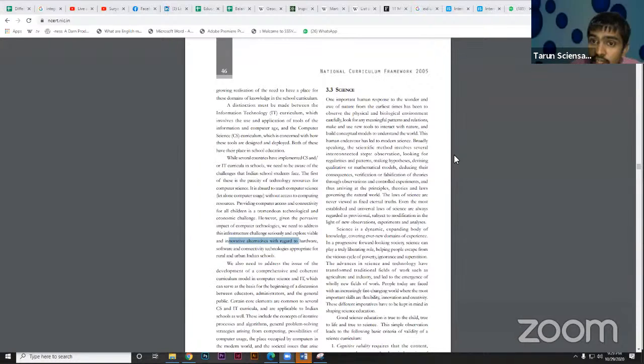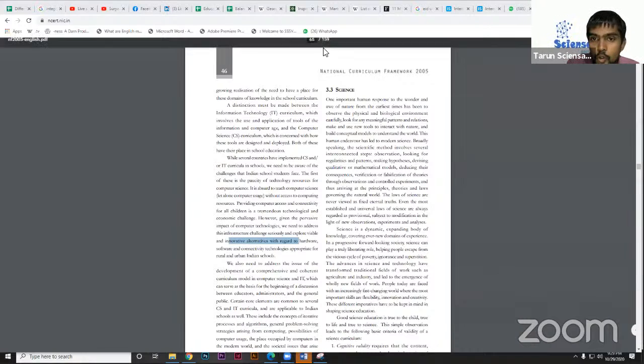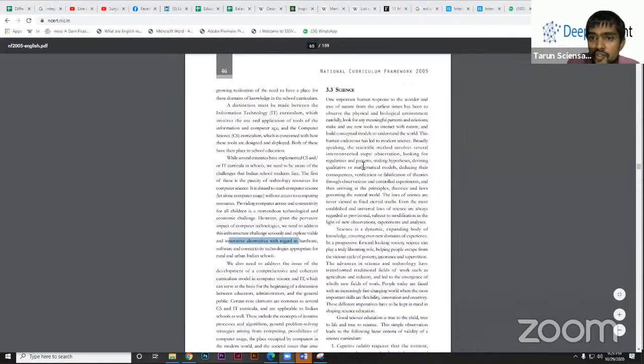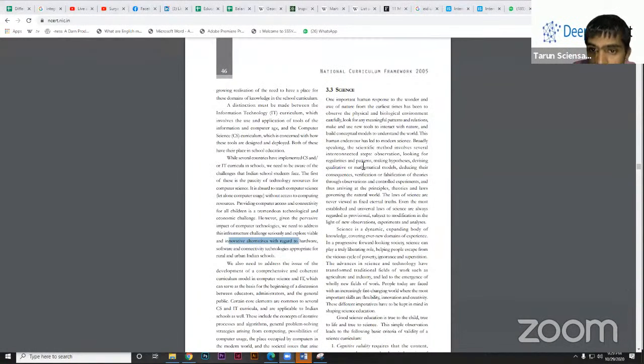Broadly speaking, the scientific method involves several interconnected steps: observation, looking for regularities and patterns, making hypotheses, devising qualitative or mathematical tools, deducing the consequences.